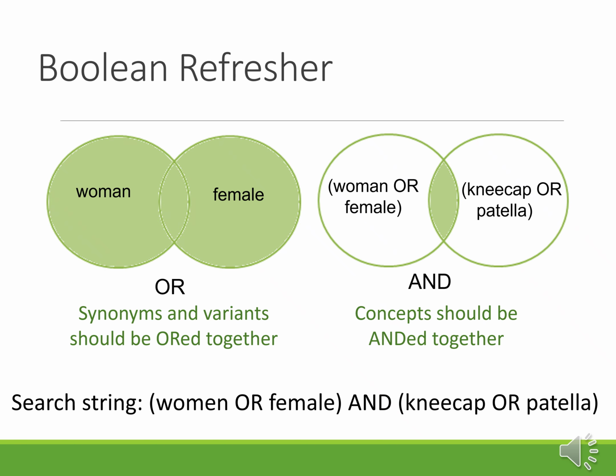So how does this play out in terms of synonyms and variants, and then also concepts? Well, synonyms and variants should be OR'd together. So women OR female, you're interested in things that use either of those terms. For concepts, you AND them together. So here you have women OR female, and then we have kneecap OR patella. And then to get just the stuff in between that captures both of those, we'd use AND. This rule will result in the search string you see below, with women OR female in parentheses, and then AND in between, before, again in parentheses, kneecap OR patella.